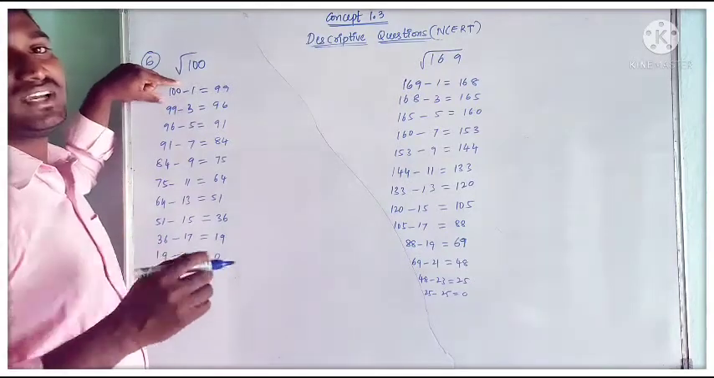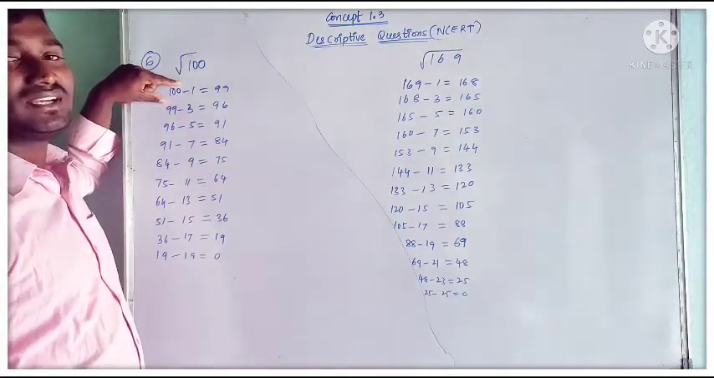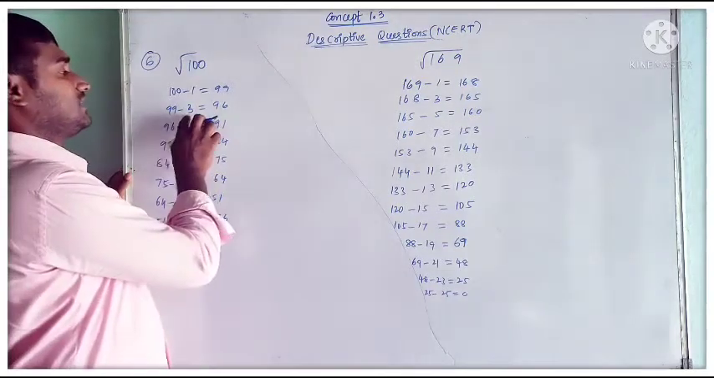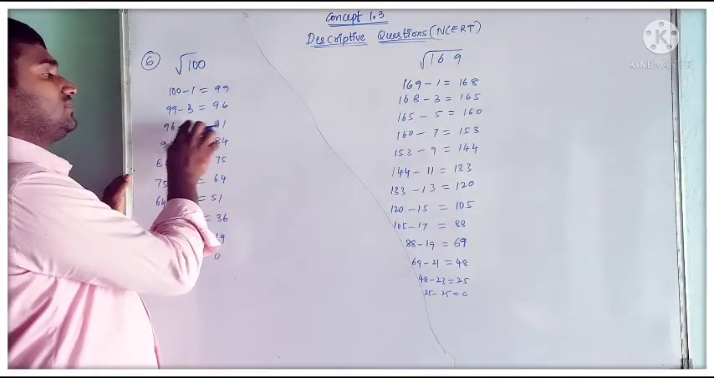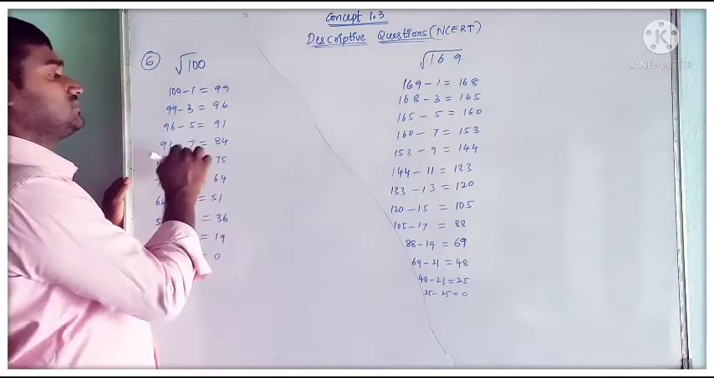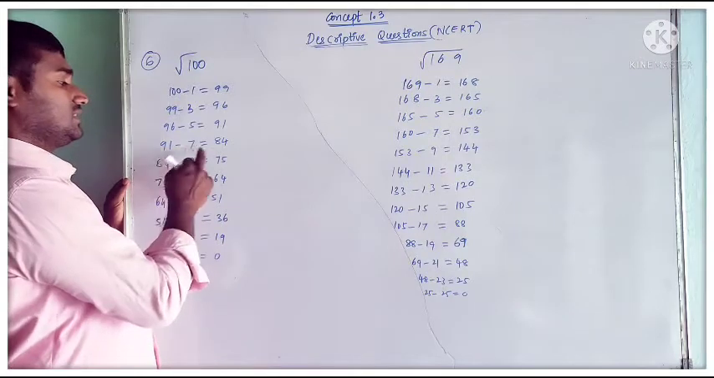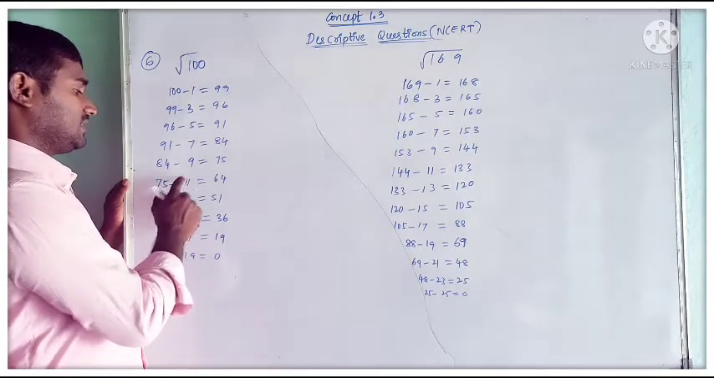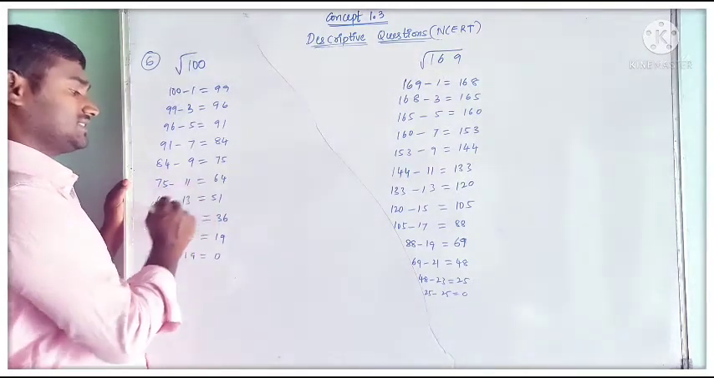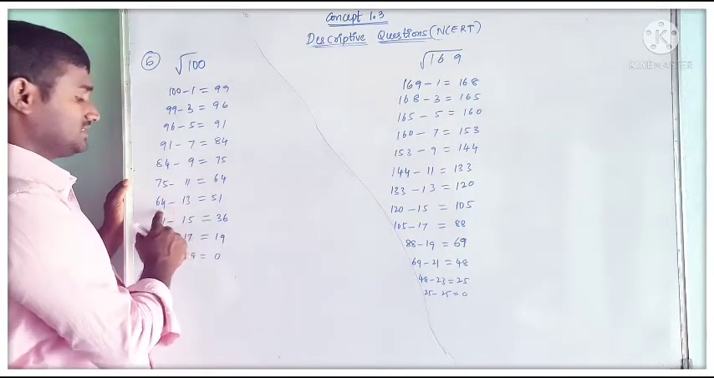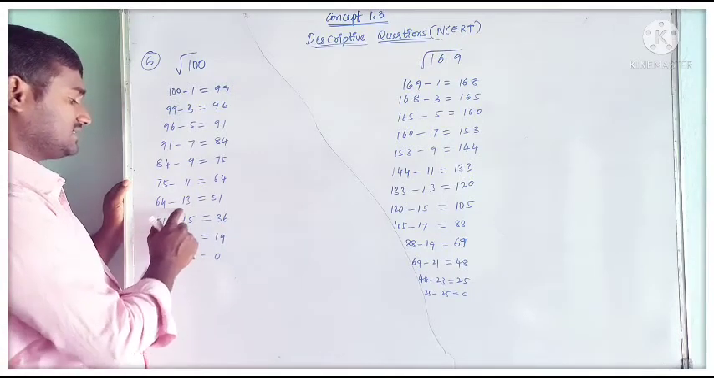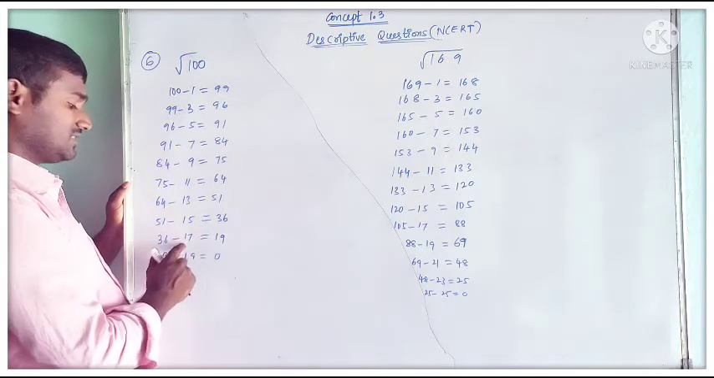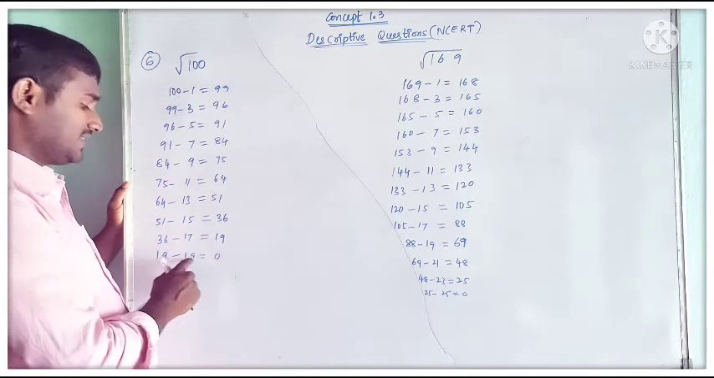What is the first odd natural number? 1. So, we first subtract 1. 100 minus 1 is 99. Next odd, 3. 99 minus 3 is 96. Next odd, 5. 96 minus 5 is 91. 91 minus 7 is 84. 84 minus 9 is 75. 75 minus 11 is 64. 64 minus 13 is 51. 51 minus 15 is 36. 36 minus 17 is 19. 19 minus 19 is 0.